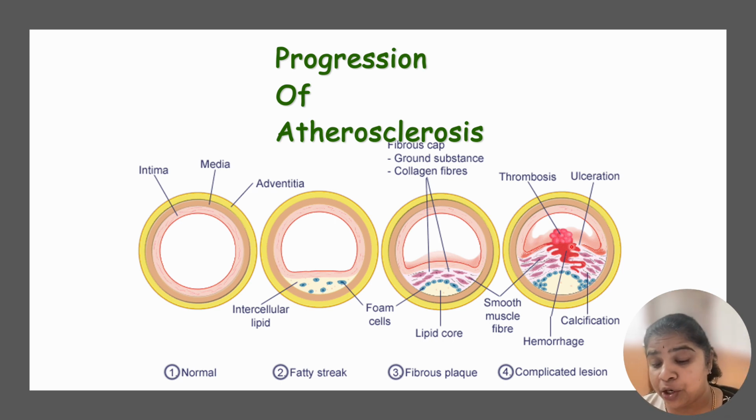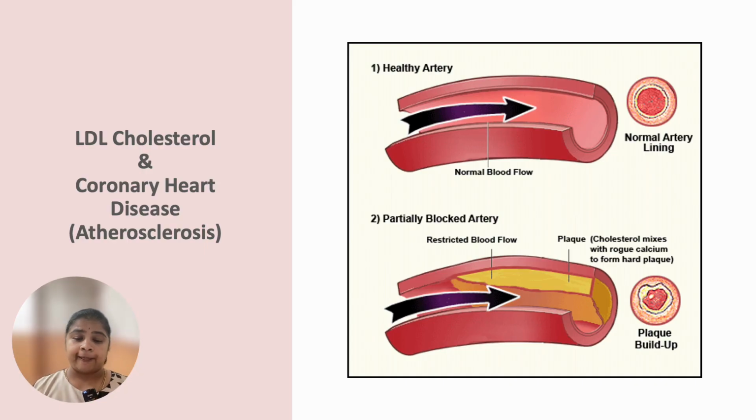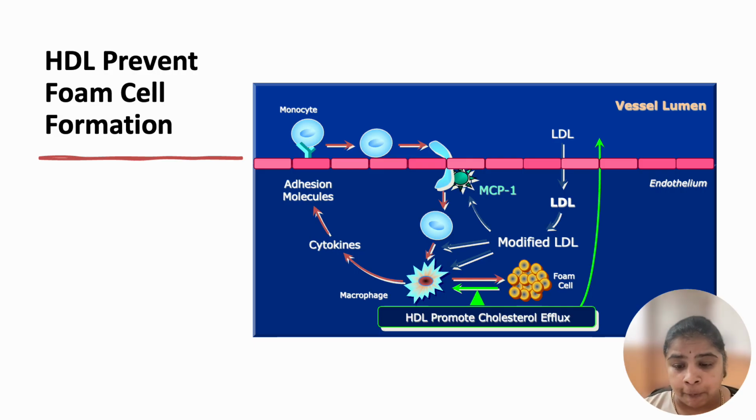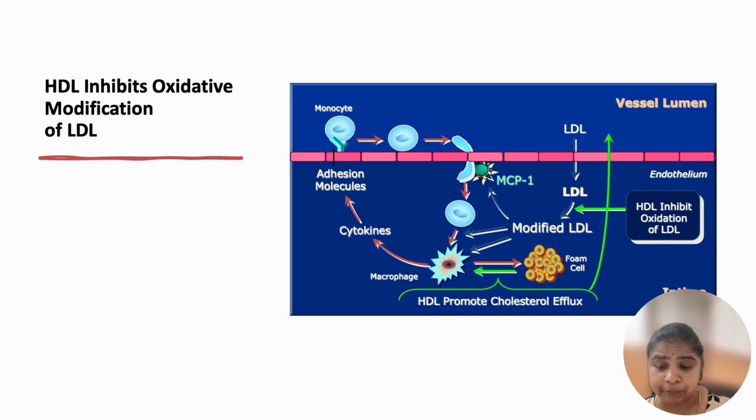When there is an ulceration of the plaque, this causes sticky patches to form, which in turn leads to formation of a thrombus, and once this thrombus is released, it can go and block other smaller vessels. So, HDL is anti-atherogenic because it promotes efflux of cholesterol from the cell and prevents modified LDL from forming.